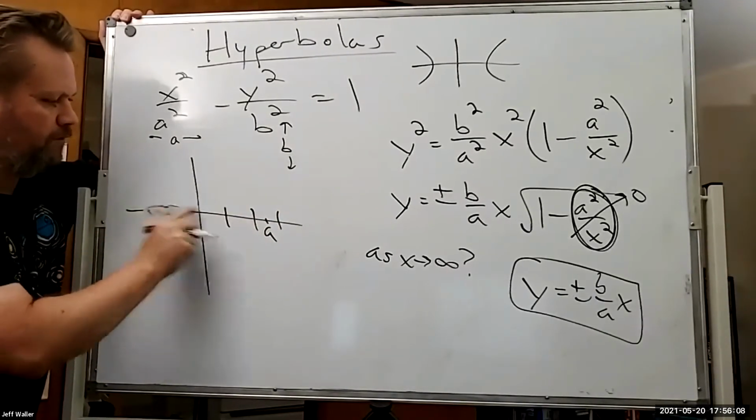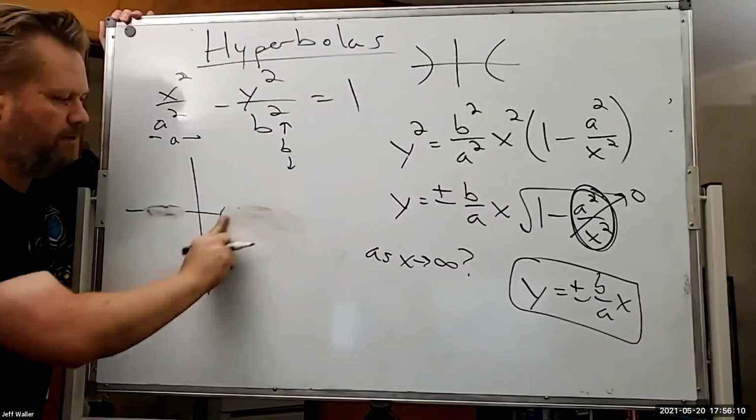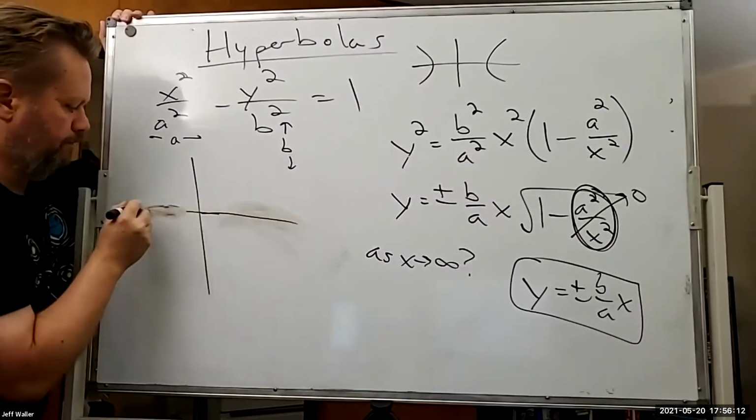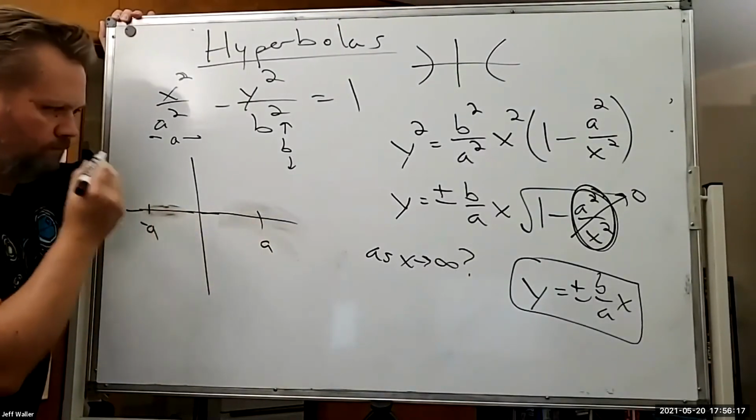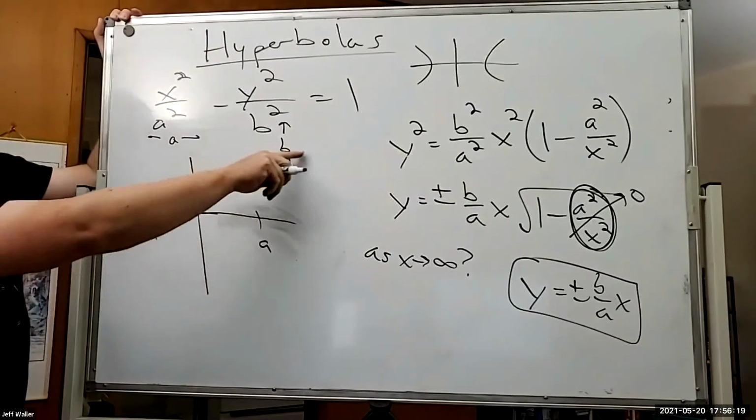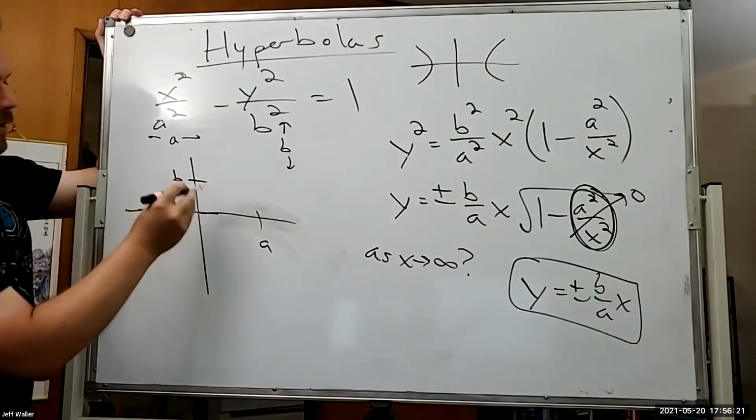Jeff, just put it somewhere. Why are you putting the scale down? I don't know, Jeff. You've been sniffing the markers too much. Whoa. And in the y direction, I want to go B.